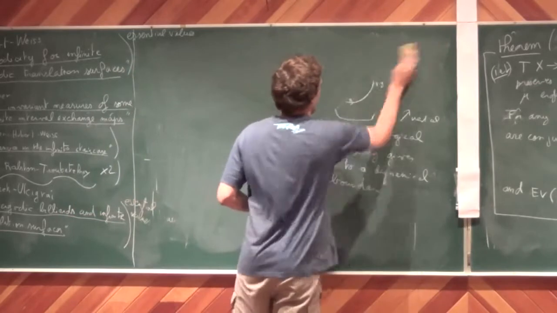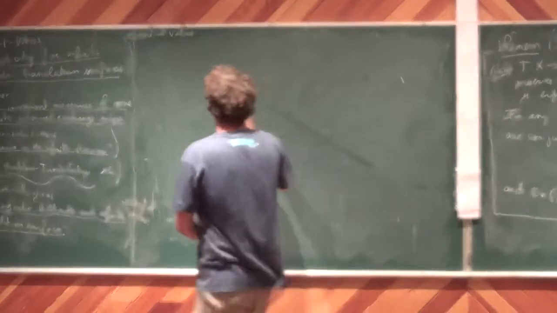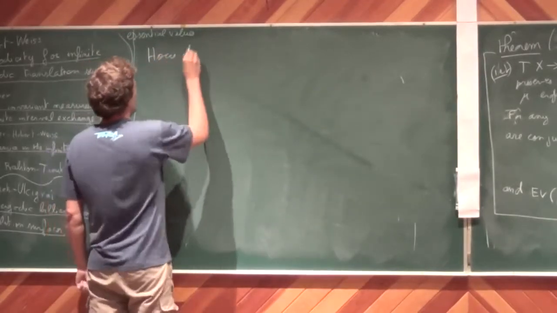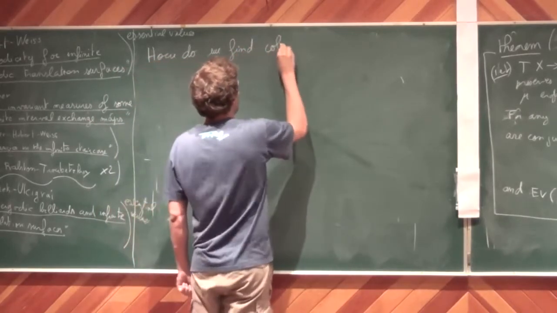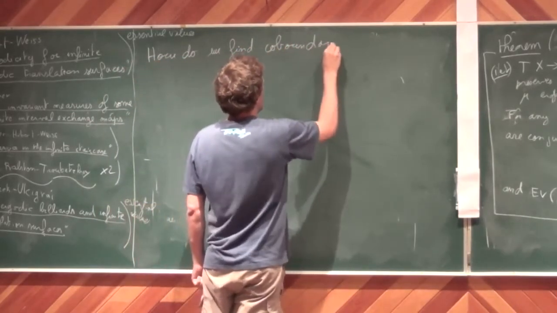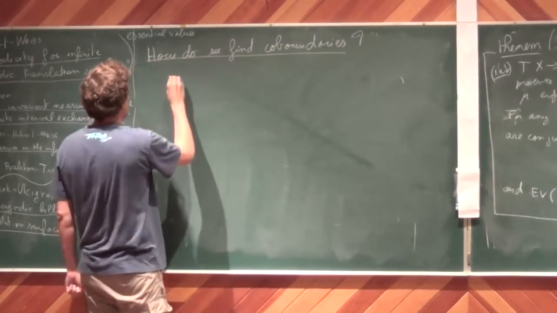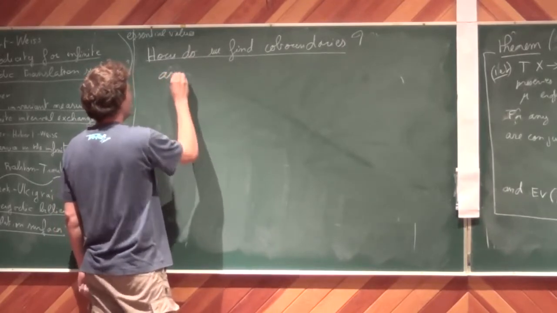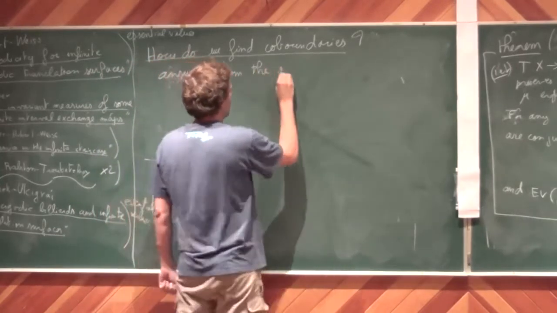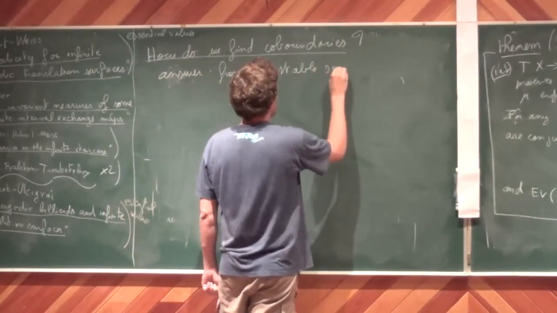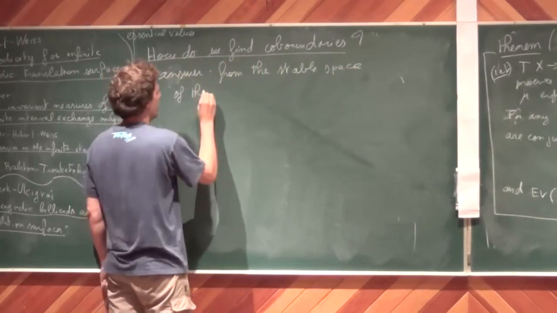So this is the strategy. And how do we find coboundaries? And the answer is from the stable space. I will explain what it means, but from the stable space of the Kontsevich-Zorich cocycle.